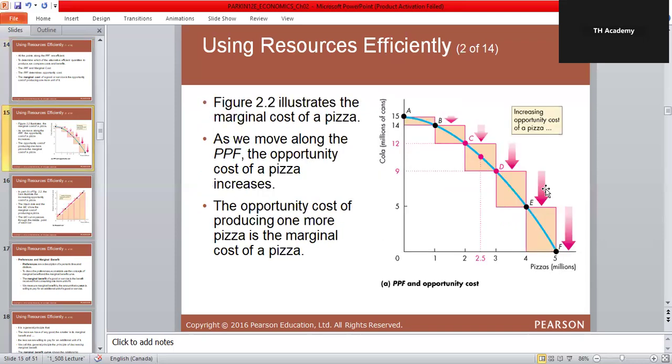Now, marginal cost of pizza. Look at the diagram. As we move along the PPF, the opportunity cost of pizza increases. So the marginal cost is the cost of producing one more pizza. The marginal cost curve shows how this cost rises as production increases.